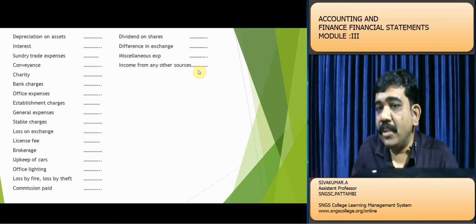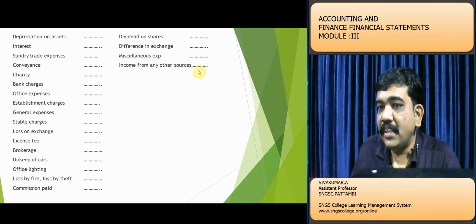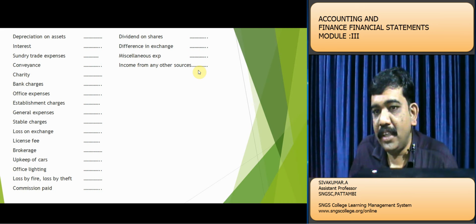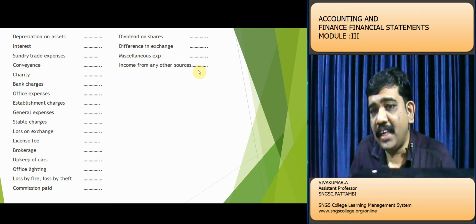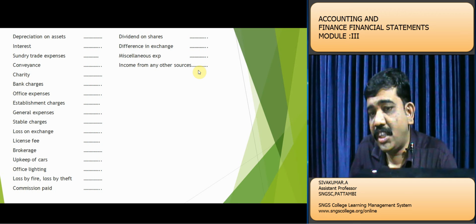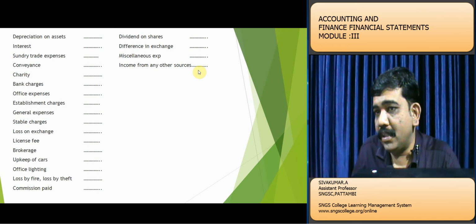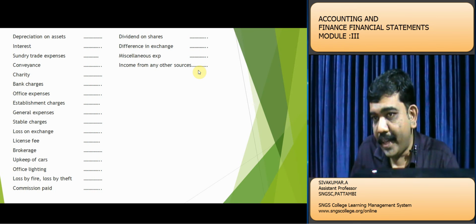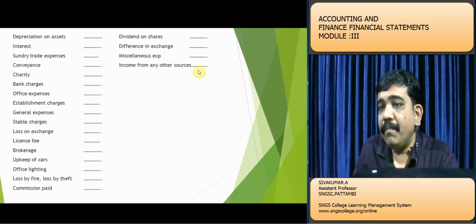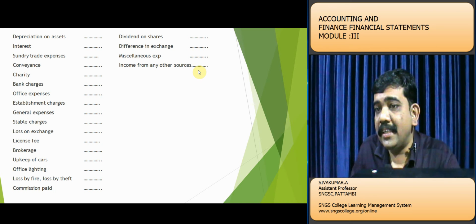Also, depreciation on assets, interest, sundry trade expenditure, conveyance, charity, bank charges, office expenditure, establishment charges, general charges, stable charges, loss on exchange, license fee, brokerage, upkeep of cars, office lighting, loss by fire, loss by theft, commission paid are to be debited, whereas indirect incomes such as dividend on shares, difference in exchange, miscellaneous income, income from other sources are to be credited.